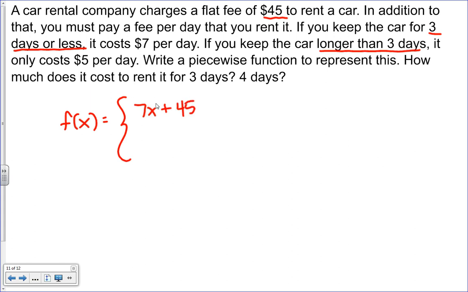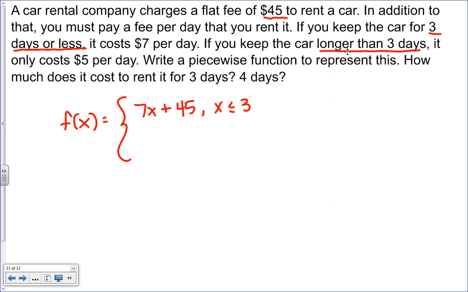So the 7x comes from the daily fee. The 45 is your constant. That doesn't change. It is a flat fee no matter what, so it's just added on at the end. Then you do have to tell me what x's this applies to. Looking at the problem, it's for when you are less than 3 days, so x is less than 3. 3 days or less, I apologize, so x is less than or equal to 3. Pay attention to that. Since it is 3 days or less, that 3 is included, so x is less than or equal to 3.